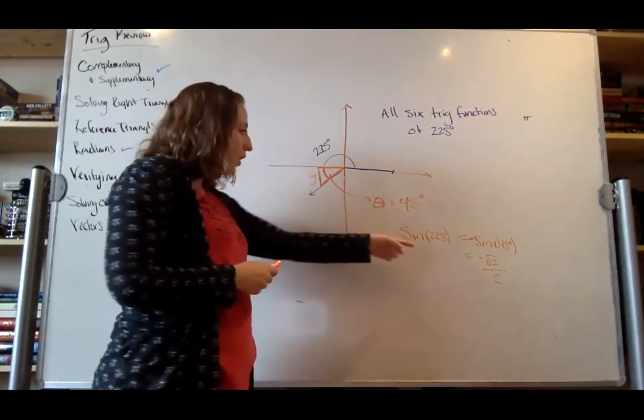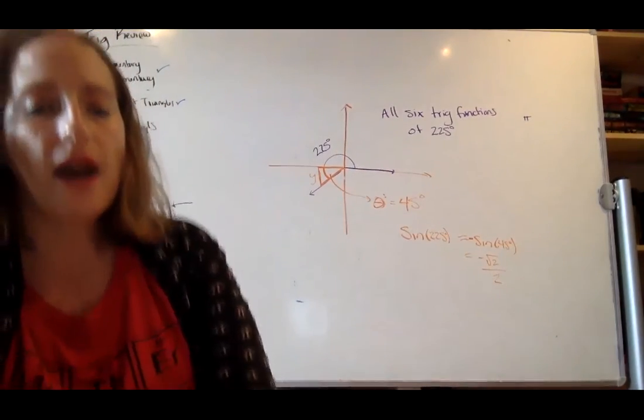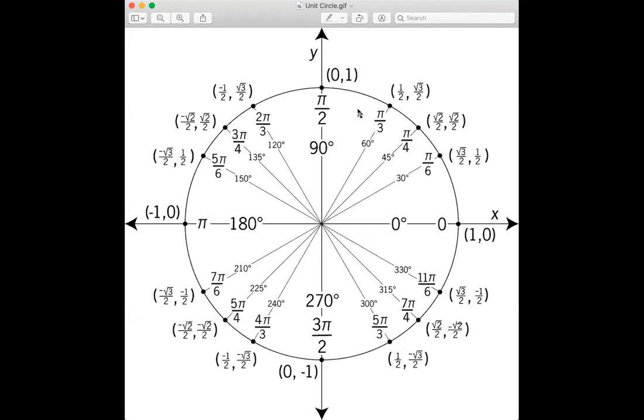Because if I want to know sine of 225, or all 6 trig functions for 225, what can I do? Well, I can hop on over to my unit circle, and from my unit circle, I can just find 225. And remember that cosine is my x-coordinate, sine is my y-coordinate. So sine of 225 would be negative square root of 2 over 2, exactly what we saw before. Cosine would be negative square root of 2 over 2. Tangent I could get by doing y over x.